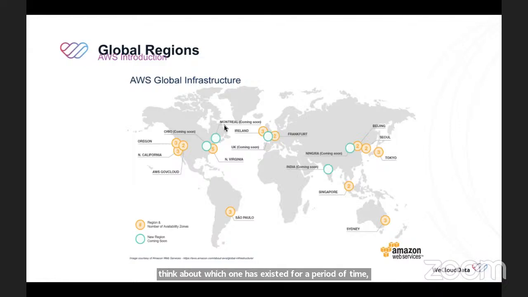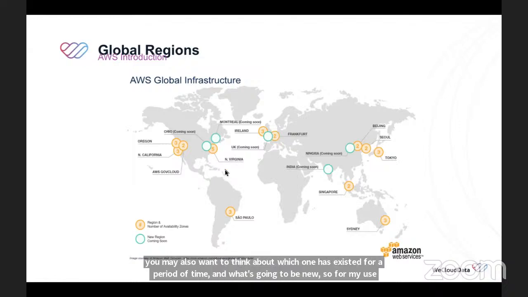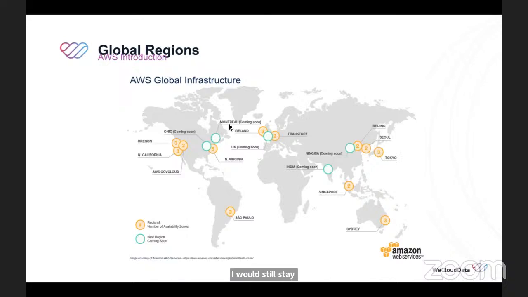Okay. So for my use case, usually I would use the North Virginia region, even though the Montreal region might be closer since I'm in Toronto. But because North Virginia is older, all the services are more well developed, I would still stick with North Virginia until Montreal has taken a period of time to develop and for the services to be made available there.